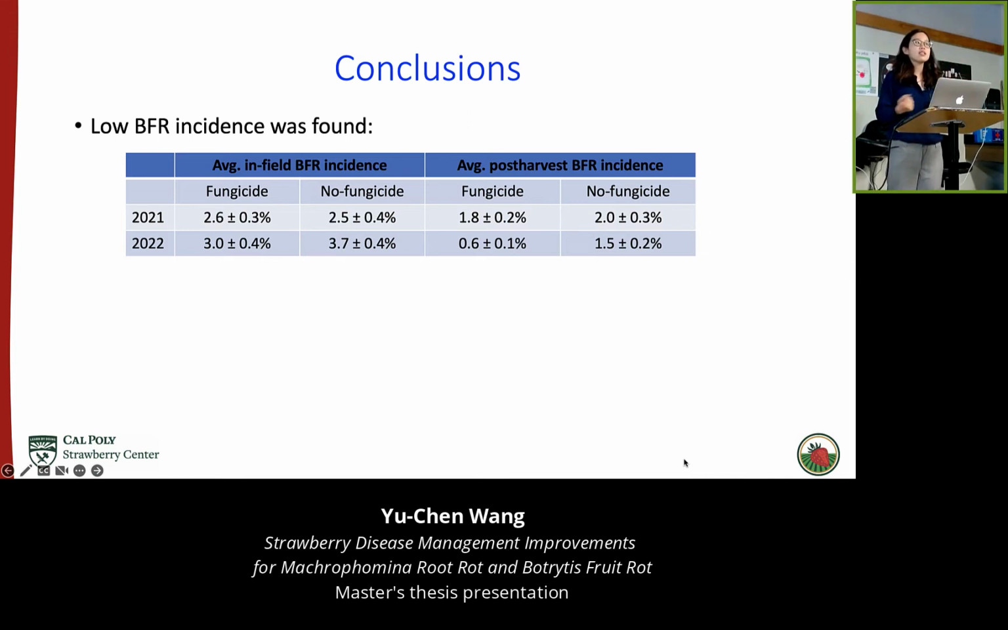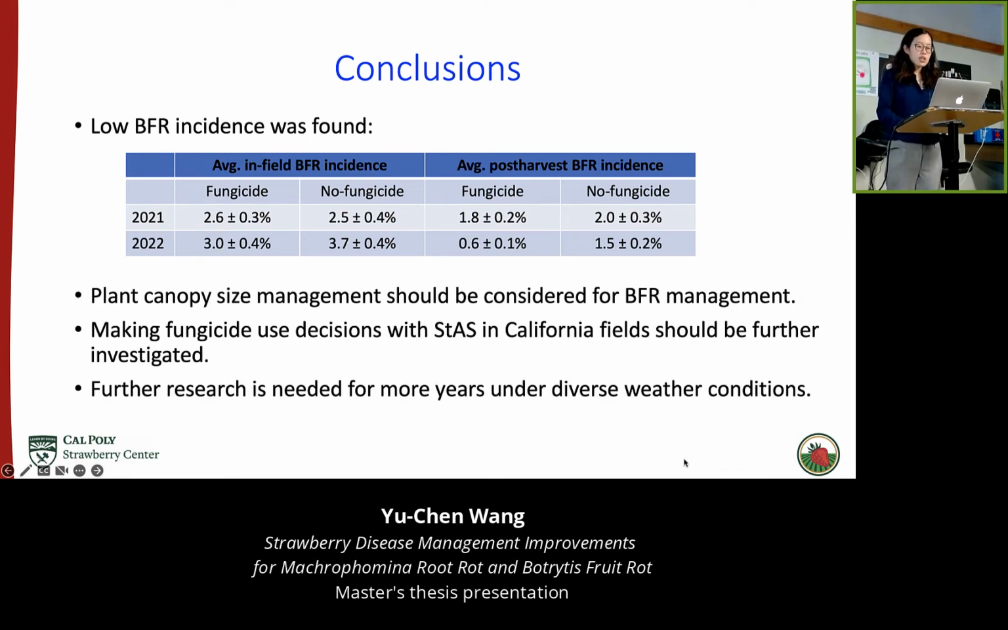So this is telling us there might be a lot of chance for us to reduce fungicide use. Reducing fungicide use may increase farm profits and also extend the effectiveness of fungicide. And in both years, we found plant canopy may alter the disease incidence. So cultural practices to alter the plant canopy may be applied to control the disease. The grower can manipulate the chilling hours of the transplant or change the nitrogen fertilizer schedule to avoid vigorous vegetative growth.